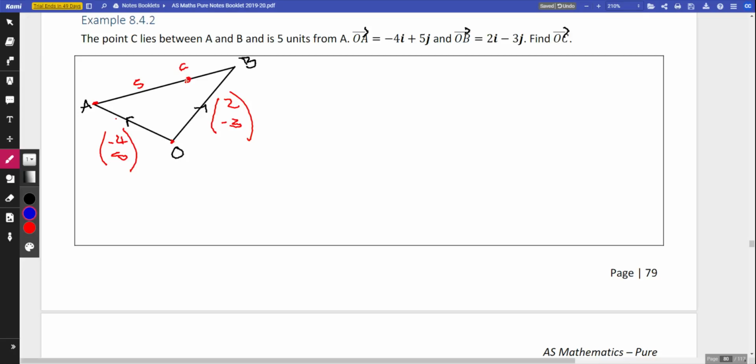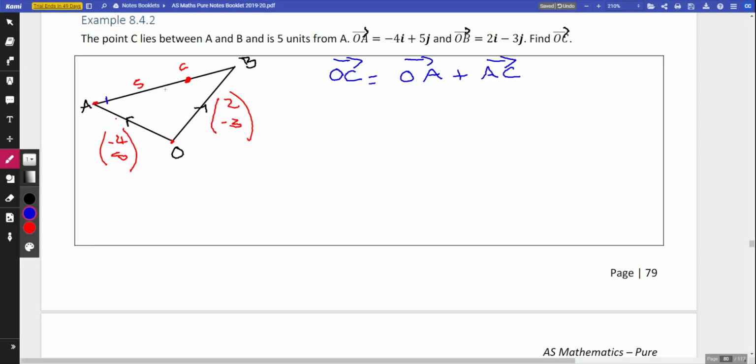I want to work out what O to C is. I know that I can get there by going O to C is equal to O to A plus A to C, or alternatively O to B plus B to C. However, we've been given some information about the distance from A to C, therefore I'm going to stick with this one because I don't know anything about B to C, so we haven't got that information there. So to work that out, if I work out the unit vector of A to B, that will give me one length, and then what I want to do is I want 5 of those lengths in the same direction. So ultimately this is the same question as the one that we've just looked at.